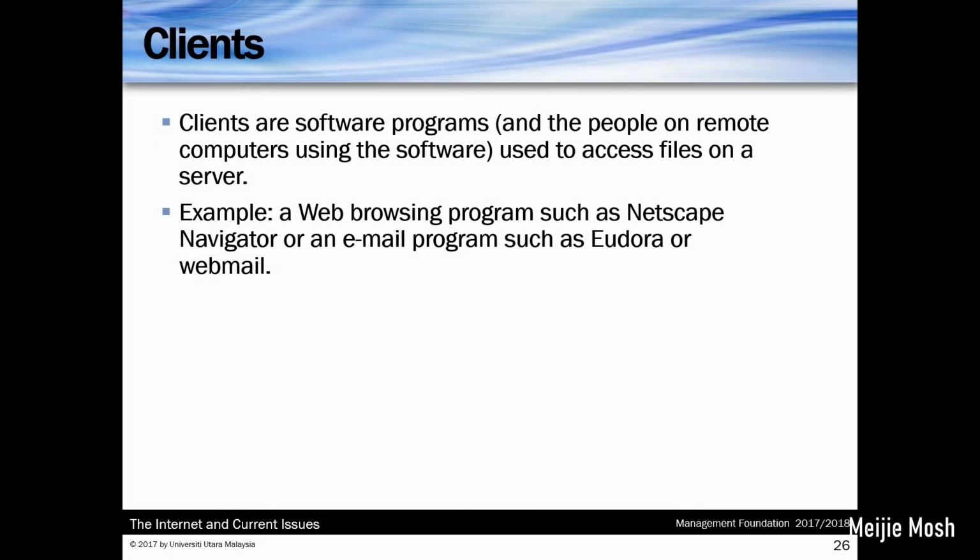A client is a piece of computer hardware that accesses a service made available by a server as part of the client-server model of computer networks. Clients can also be software programs or people on remote computers using the software to access files on a server. Examples of clients are web browsing programs such as Netscape Navigator or an email program such as Eudora or Webmail.